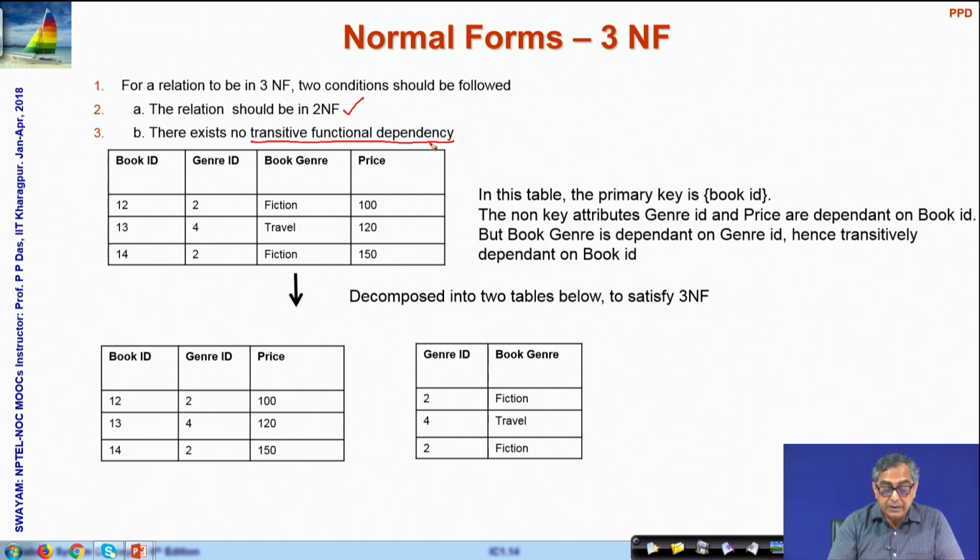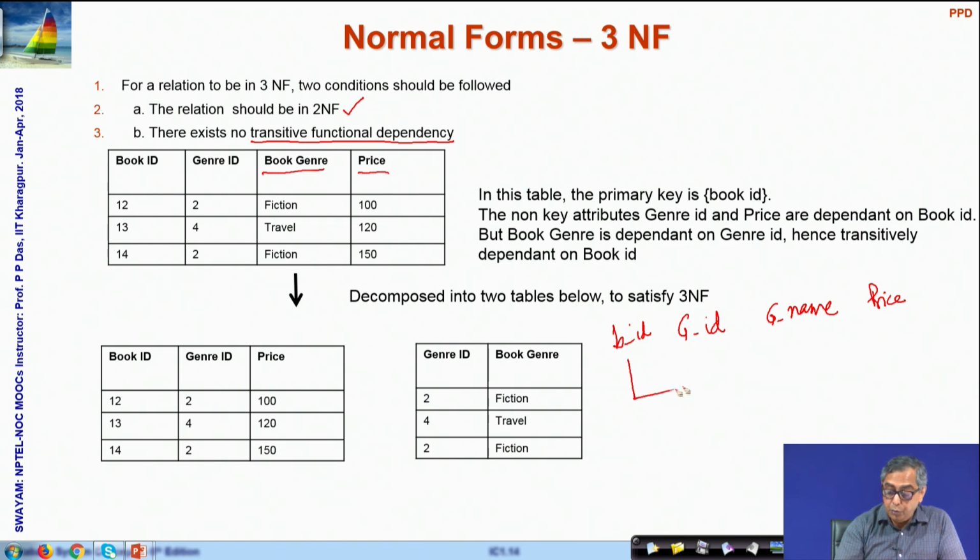So, for looking at the transitive functional dependency, we take another example. We say there is a book ID which identifies a particular book. There is a genre ID which says what type of book it is. There is a genre name which we are calling here as book genre, and there is a price. So, naturally what will happen? The book ID, genre ID, genre name and price, then book ID will actually determine the genre ID, the genre name and price, everything.